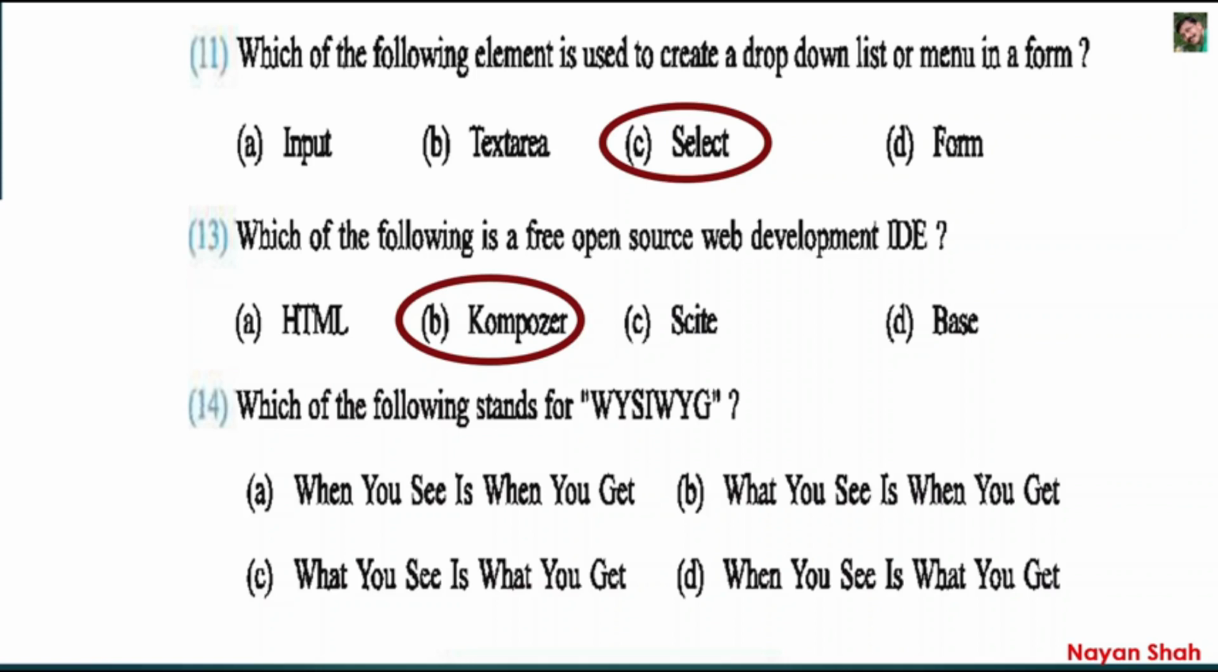And the last question, 14th question: which of the following stands for WYSIWYG? That is the full form of WYSIWYG. The full form of WYSIWYG is, as we know, what you see is what you get. It's a kind of software where we prepare the output, and based on that output design, the software will write the code. That input will be prepared by the software. You know it very well. So this is chapter 1 MCQ.